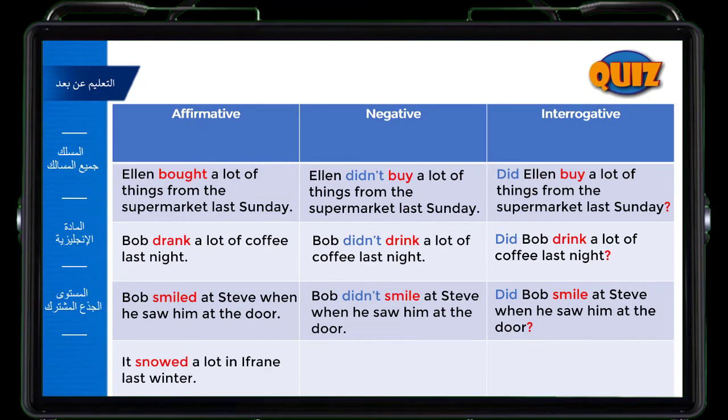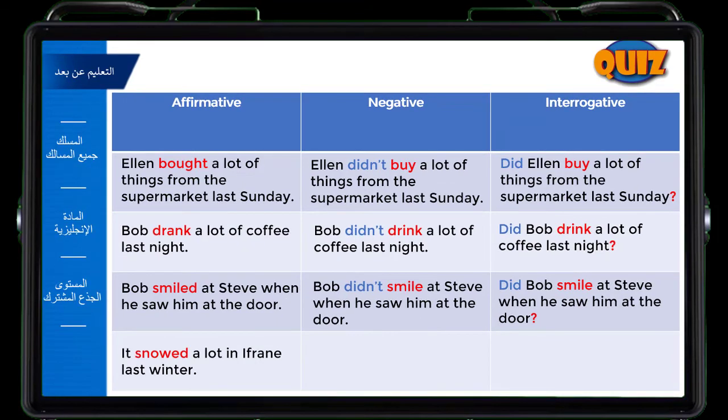It snowed a lot in Ifrane last winter. This is the affirmative form. Now, I want you to find the negative form. Good job! It didn't snow a lot in Ifrane last winter.